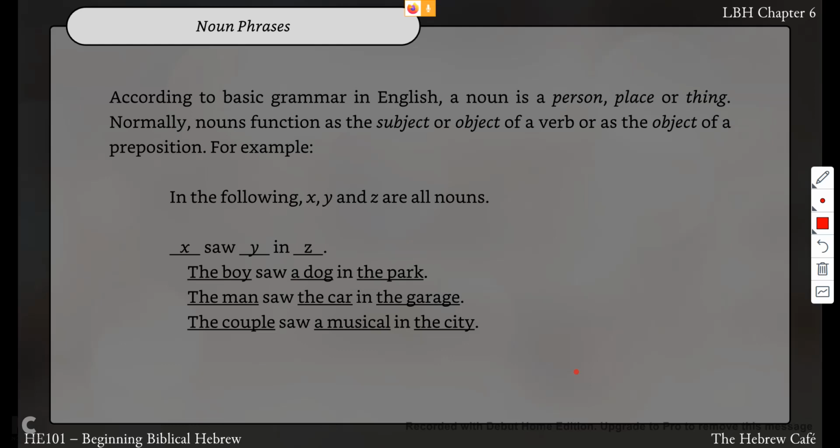So in the following, X, Y, and Z are all nouns. X saw Y in Z. They can be definite, indefinite. They can be complex or simple. We could say the boy, as X, saw a dog, which is indefinite, in the park, which is definite. The boy saw a dog in the park. All three of those underlined words are noun phrases. The man saw the car in the garage. The couple saw a musical in the city. Basically, I hope you understand what a noun is, because that's the most basic grammar we're going to build on today. You get nouns and noun phrases, right?